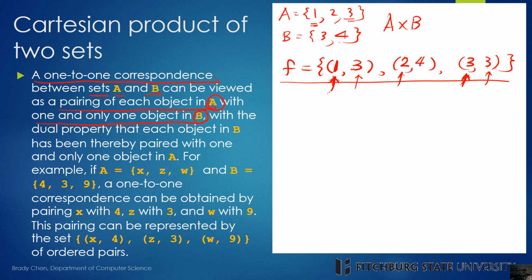correspondence. On the other hand, one-to-one correspondence has the dual property that each object in B is thereby paired with one and only one object in A. But now we find that for each object in B, this is not the case, because for example, the object 3 in B pairs with 1, and in the meantime it pairs with 3. So that f is not one-to-one, right?